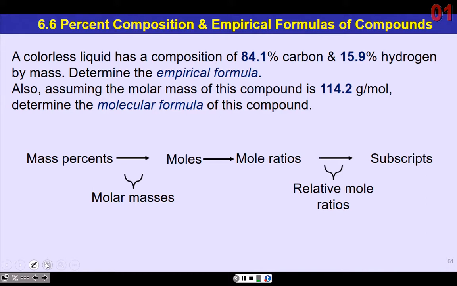Okay, so what we have to do is we start off with the mass percents, which are what we've been given in this statement here, for the carbon and the hydrogen. And then we'll use them to determine the numbers of moles using molar masses as your conversion factor. And then you take a ratio of the moles of the two substances that are in your compound and determine a relative mole ratio to give you the subscripts of the compound, the components of your empirical formula. Let's see how that works.